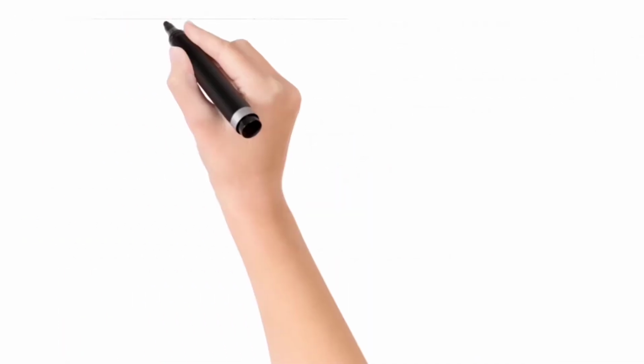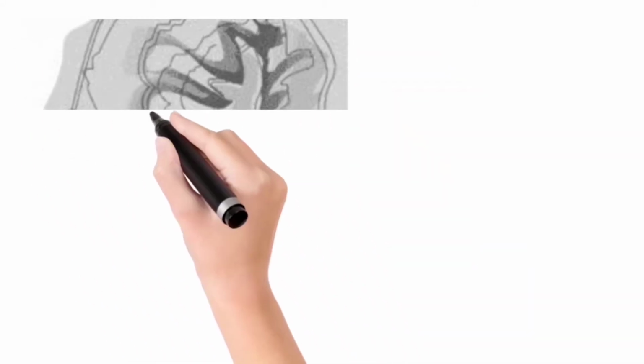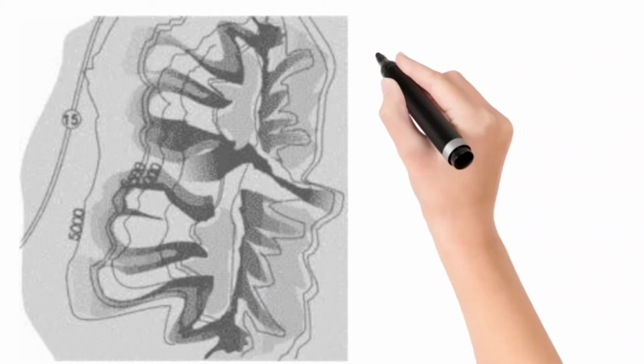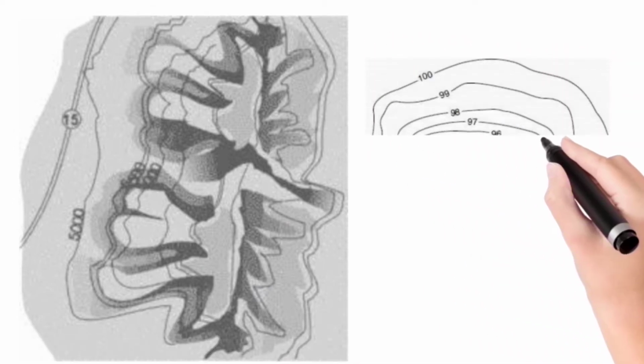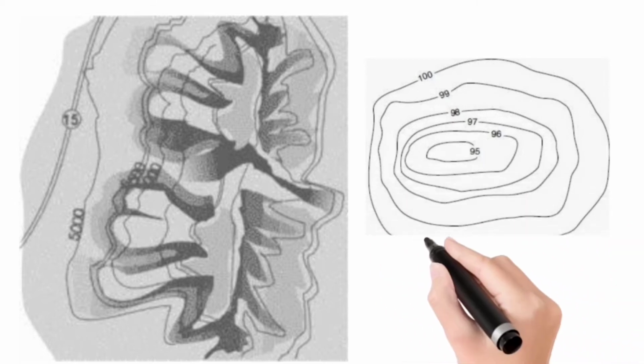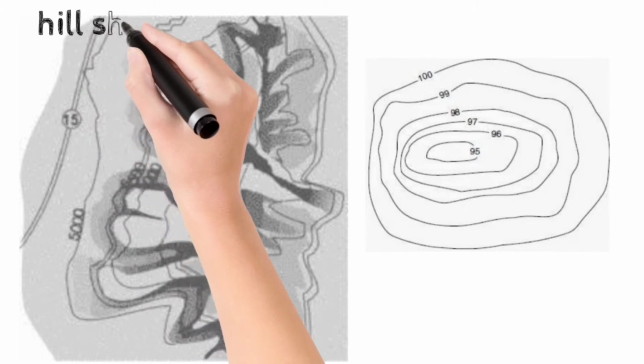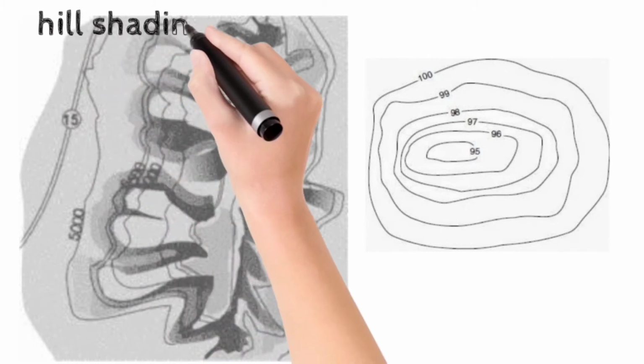Now the third technique is hill shading. Hill shading shows the relief by light and shade. In this technique, a light is imagined to be vertically over the area being mapped. The steep slopes are then shown by dark shading and the level ground, whether high or low, is unshaded.